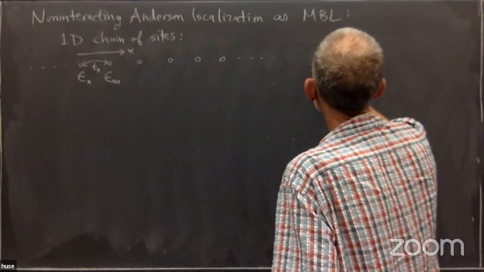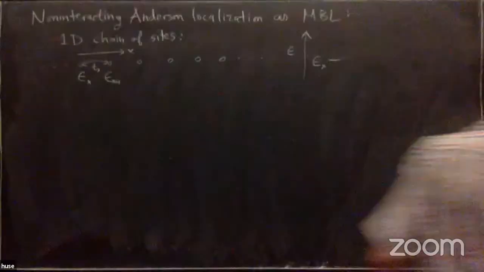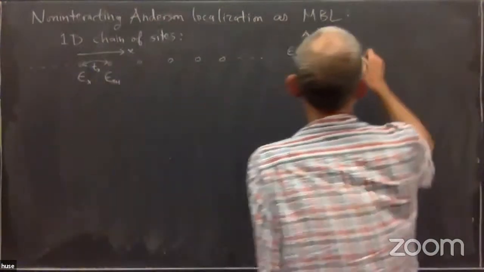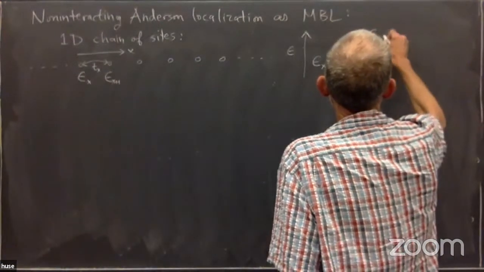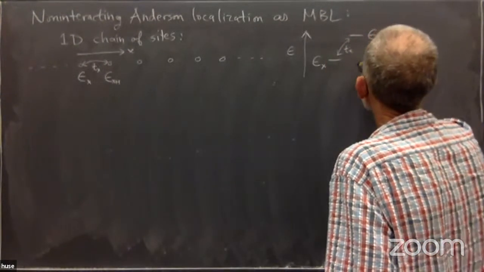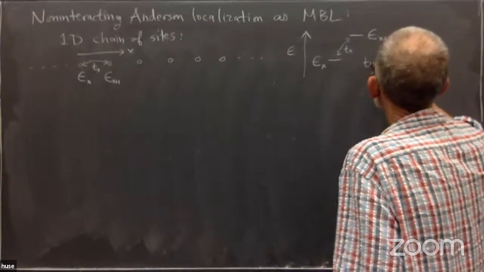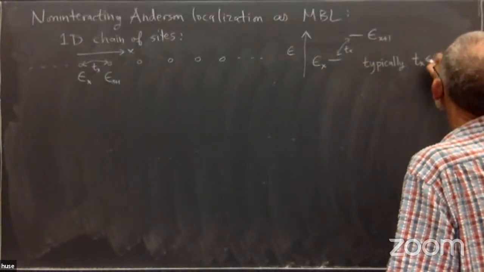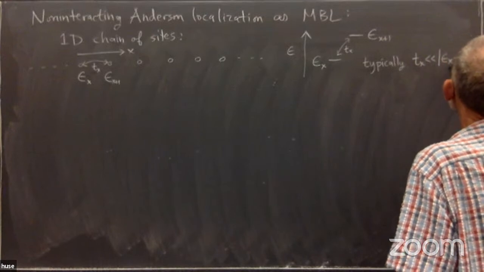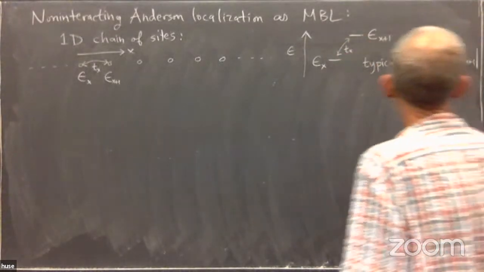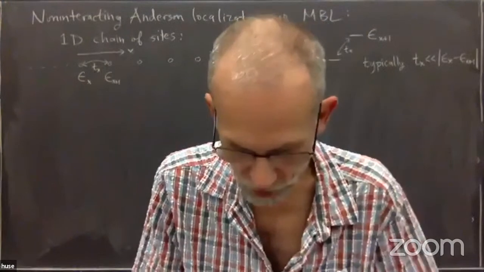So typically, if I look at a, so here's the energy, if I look at a pair of nearest neighbor sites, the two energies differ by some amount. And then there's a hopping between these sites. And we want typically, for most pairs of nearest neighbor sites, t x to be much less than the energy difference, so that we can treat the hopping perturbatively. That's the regime I want to be in, where Anderson localization is quite simple.